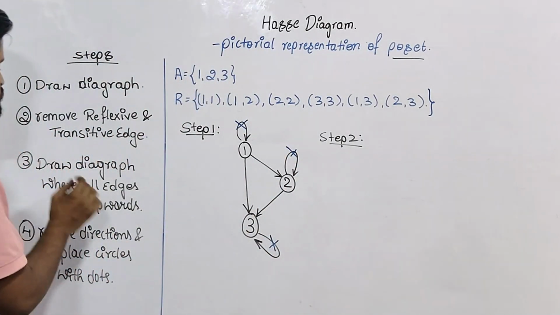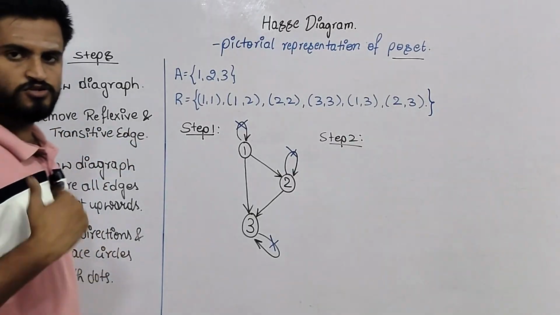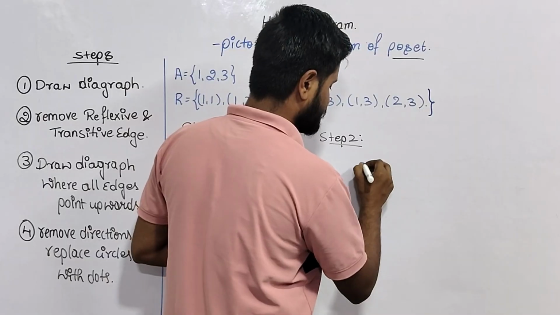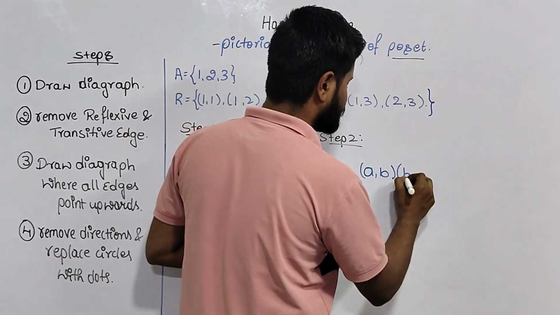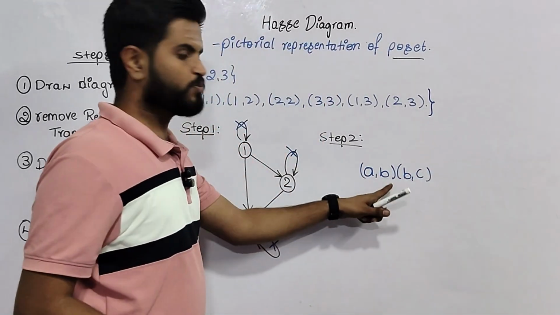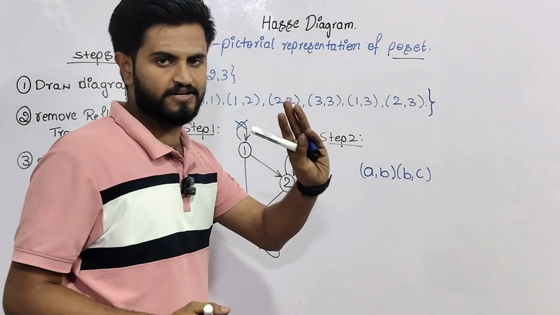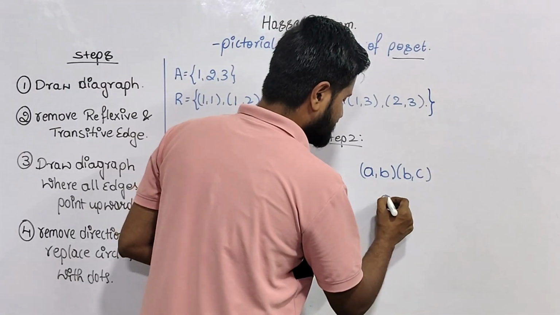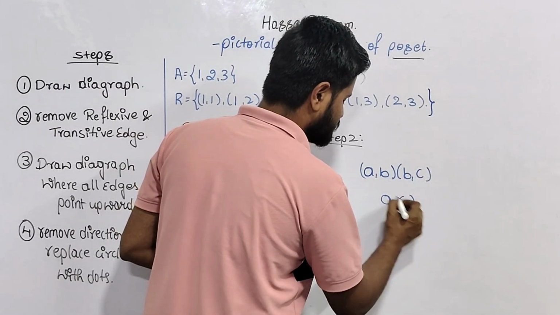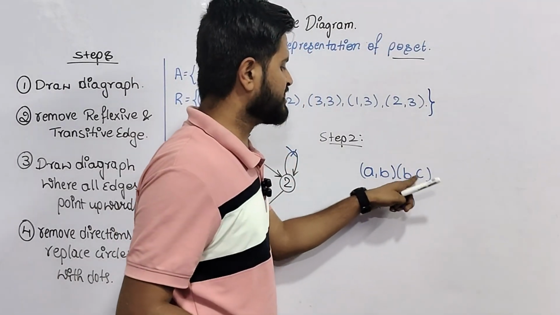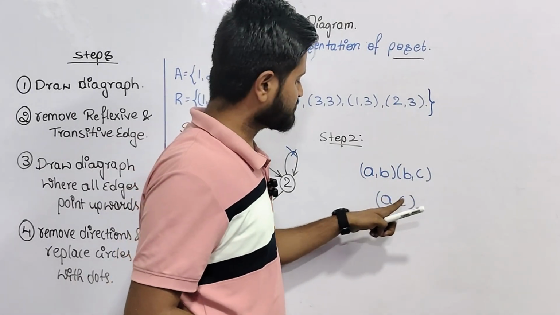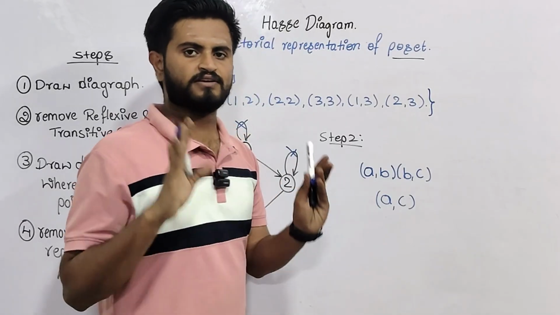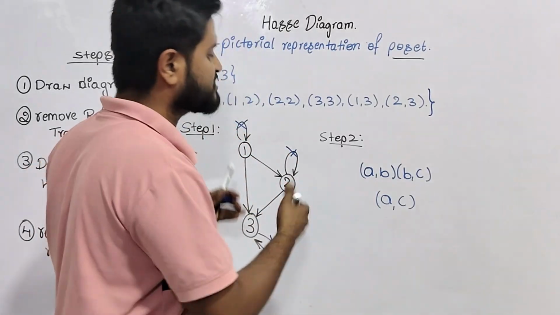Next, we must also remove the transitive edge. Transitive means if there is a relation from A to B and also a relation from B to C, that is 3 different elements, A to B, B to C, and if there is another relation where there is a direct relation from A to C, then you can call it a transitive edge. So that edge we must remove.